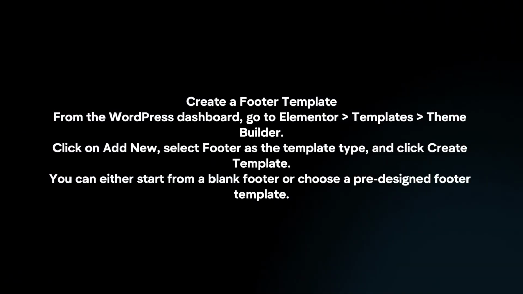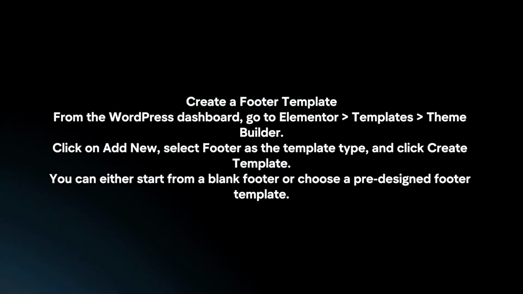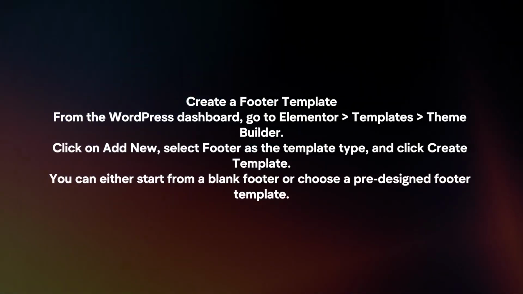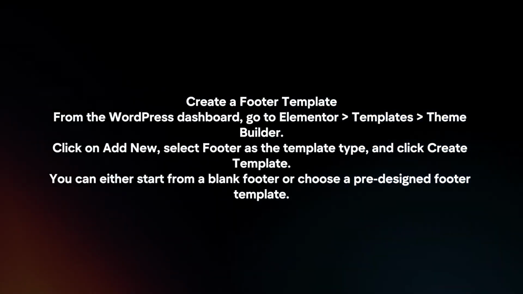From the WordPress dashboard, go to Elementor, Templates, Theme Builder. Click on Add New, select footer as the template type, and click Create Template. You can either start from a blank footer or choose a pre-designed footer template.